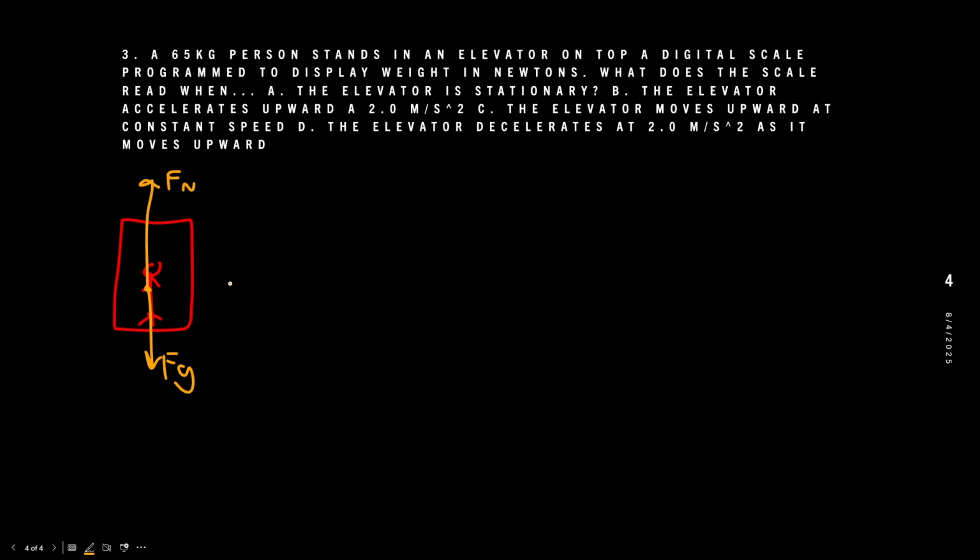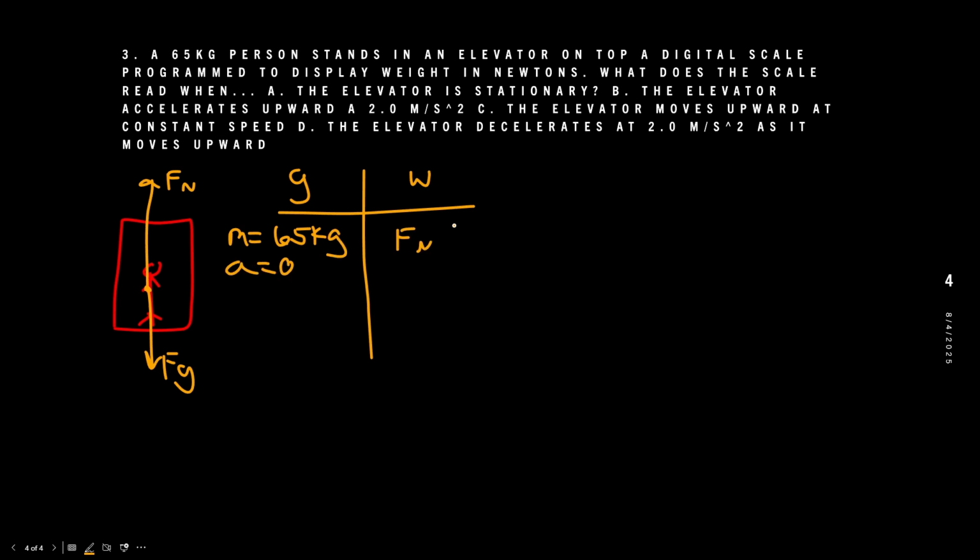So for part A of this problem, we know that the mass is 65 kilograms and the acceleration is 0 because it's stationary. And what we want to find is the normal force because that will represent the weight in newtons. So we could go ahead and write our table. Our mass is 65 kg, and we know a equals 0. And what we want to find is Fn.